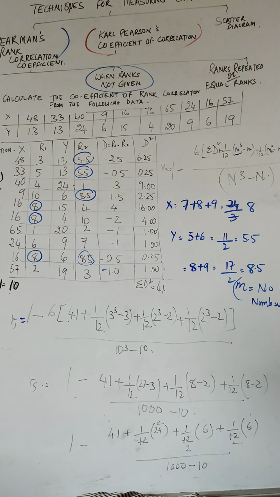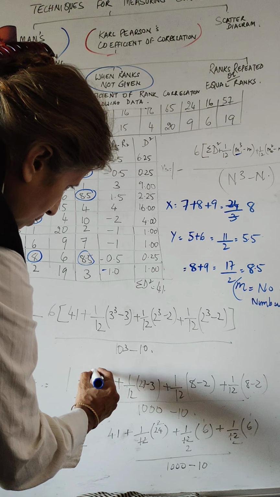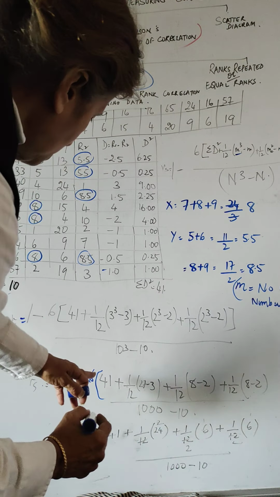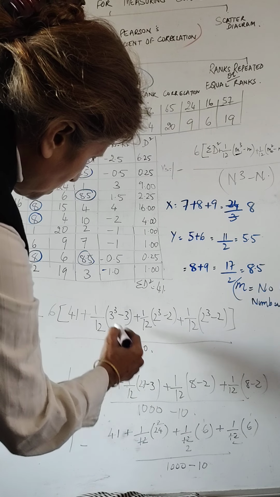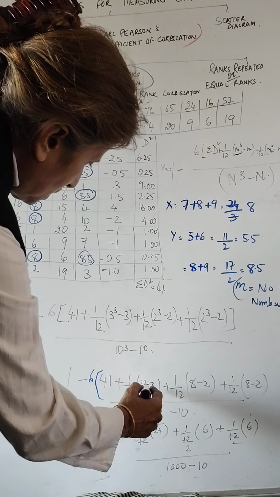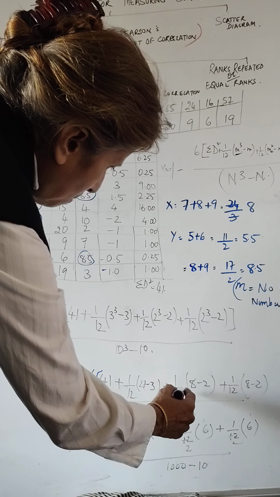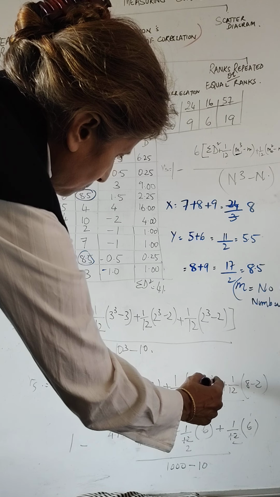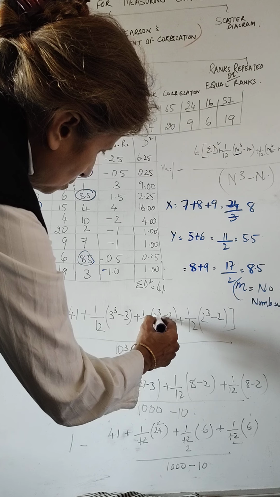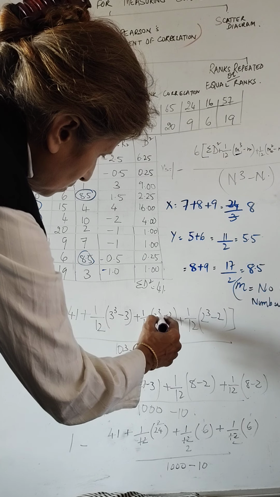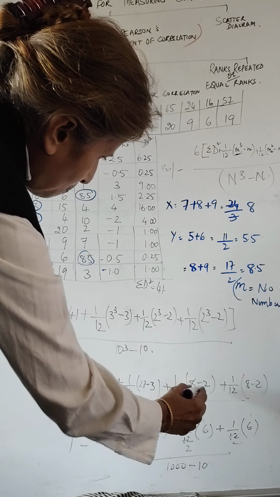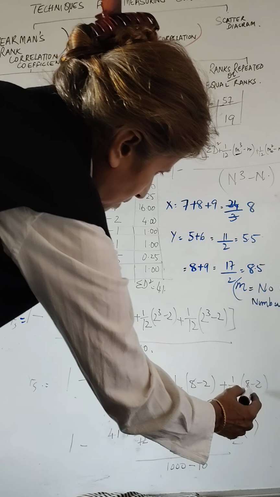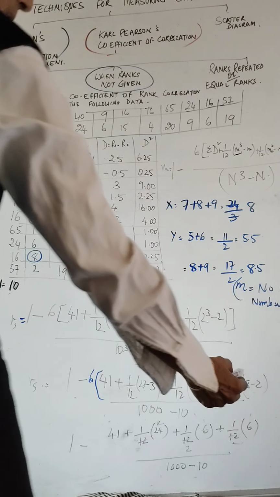Alright, so now we're going to work out. So 1 minus 6 into 41 plus 1 by 12, that is 3 into 3 cube is 27, minus 3 plus 1 by 2, 8 minus 2. 8 minus 2 how? 2 2s are 4, 4 2s are 8. Minus 2 is 8 minus 2. Again here plus 1 by 12, 8 minus 2.